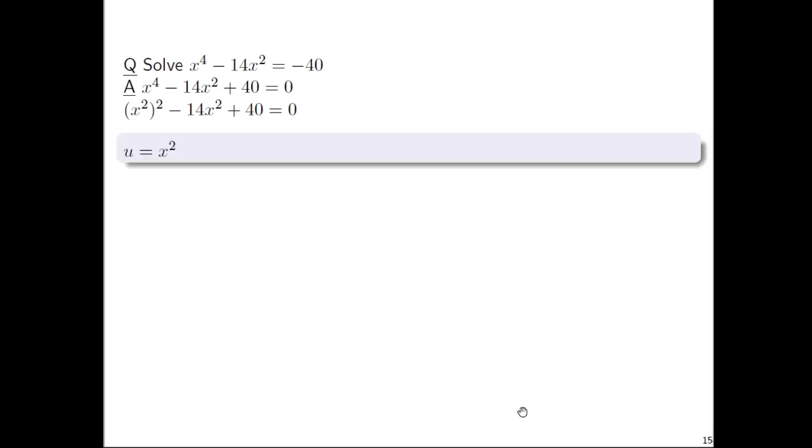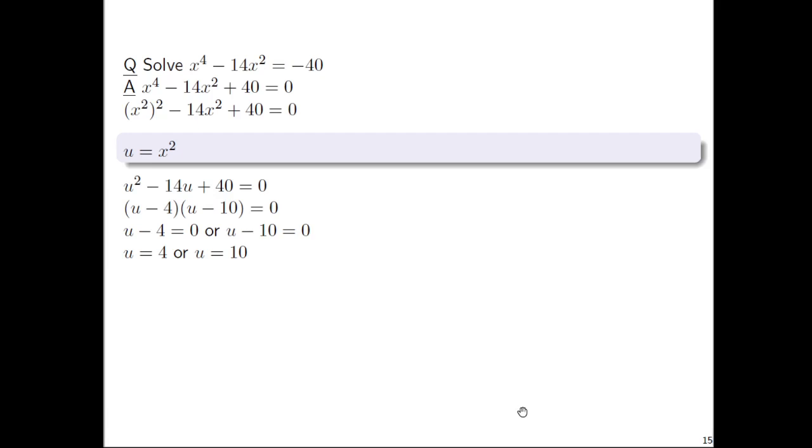Let's add 40 to both sides, and then write x^4 as (x^2)^2, so that 2 times 2 is that exponent 4. Now the point is there's x^2 written multiple places, and we can replace every x^2 with a u. So we get u^2 - 14u + 40 = 0. The left side factors: (u - 4)(u - 10) = 0. Apply the zero product property. Add 4 to both sides or add 10 to both sides of the two different equations.